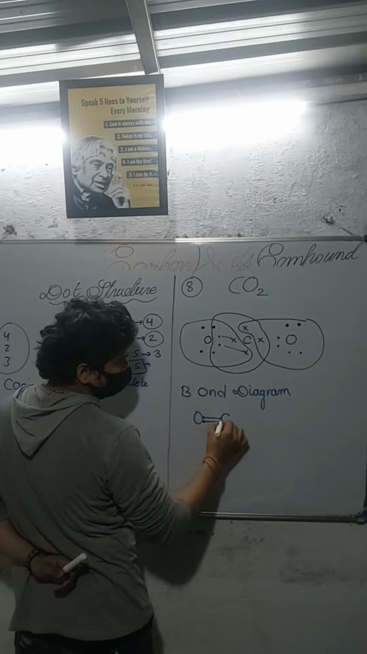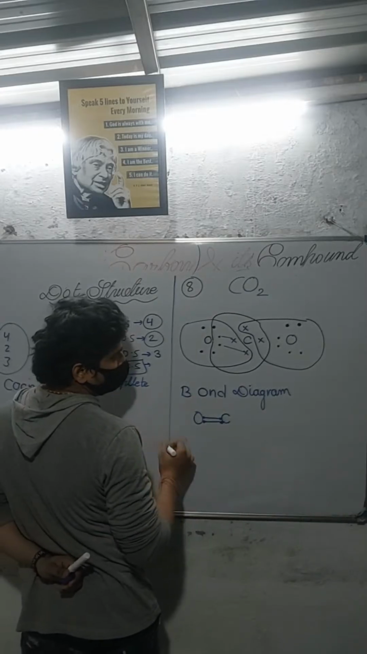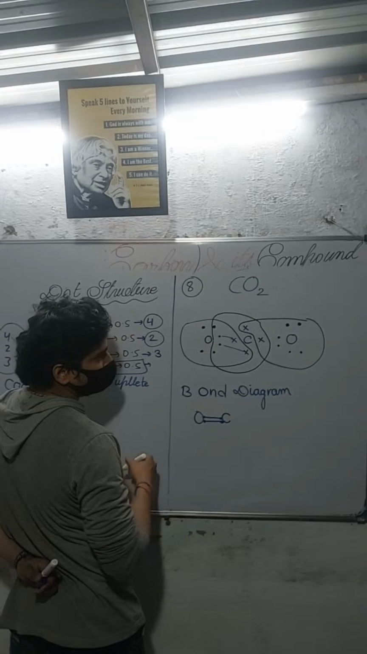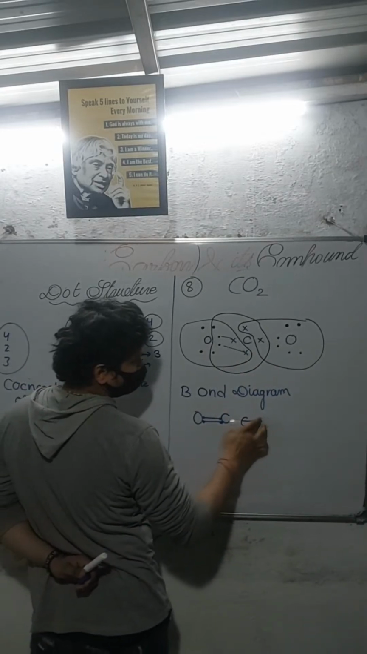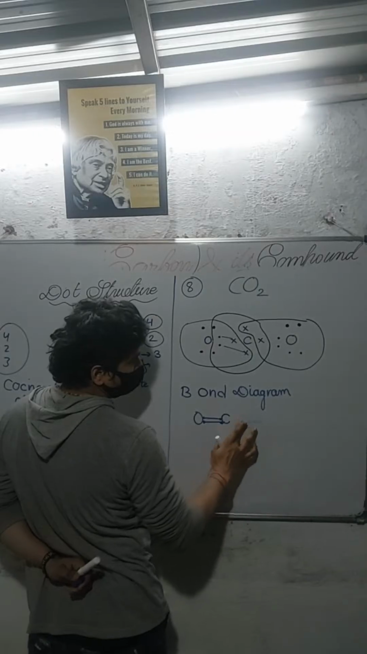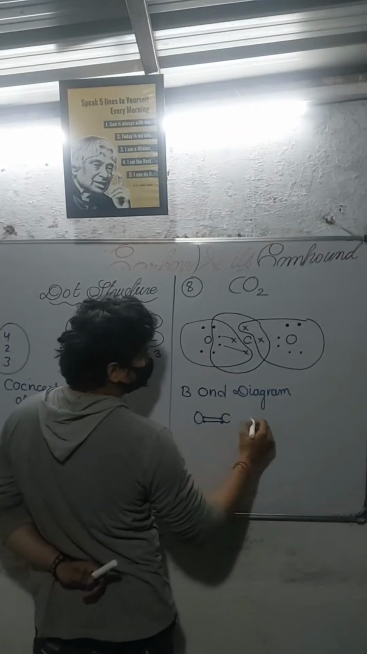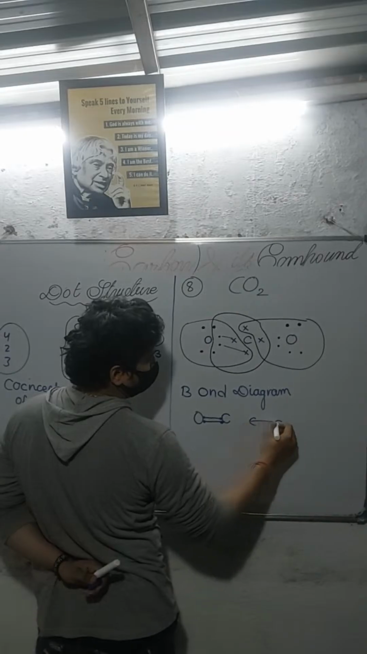It is a bond diagram. Okay, oxygen and carbon. Similarly here also carbon and oxygen. Carbon and oxygen, my dear, have 2 bonds.